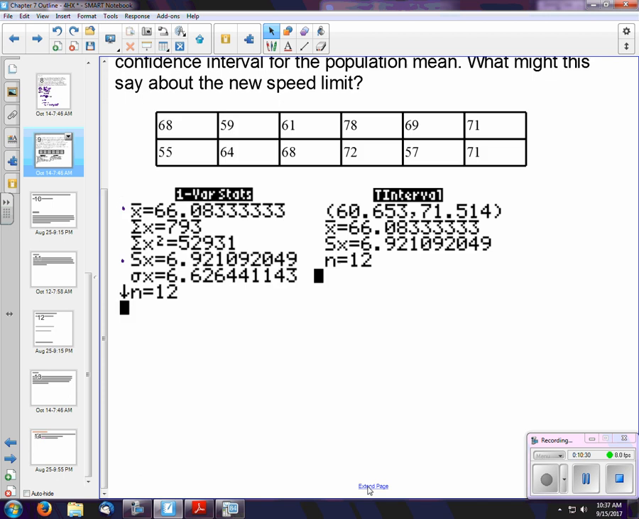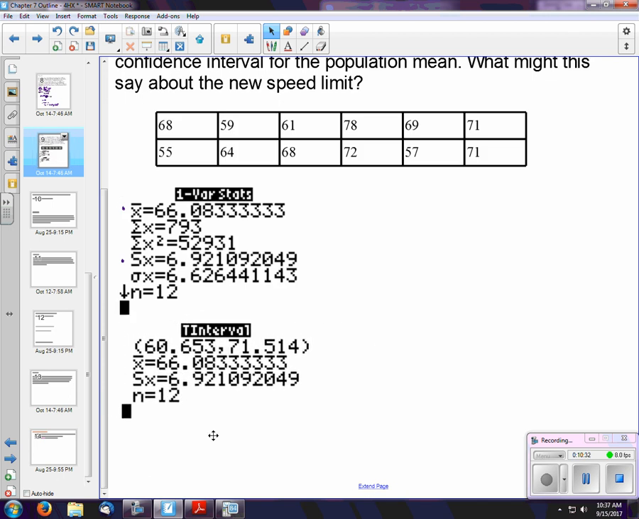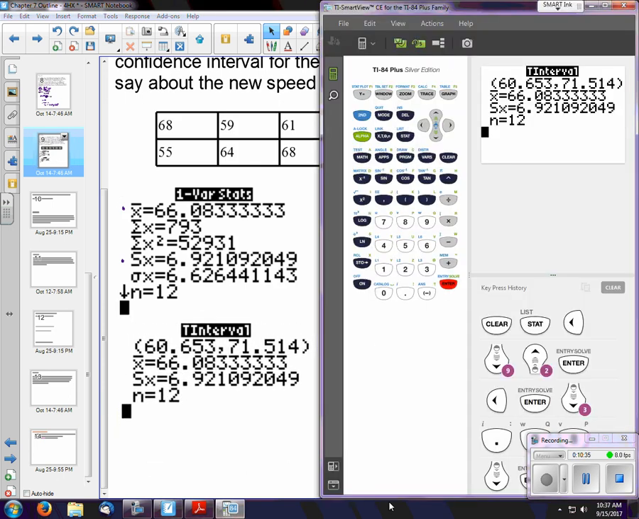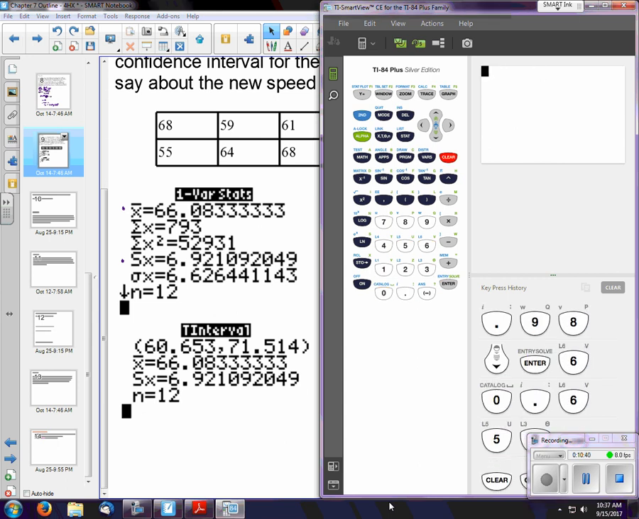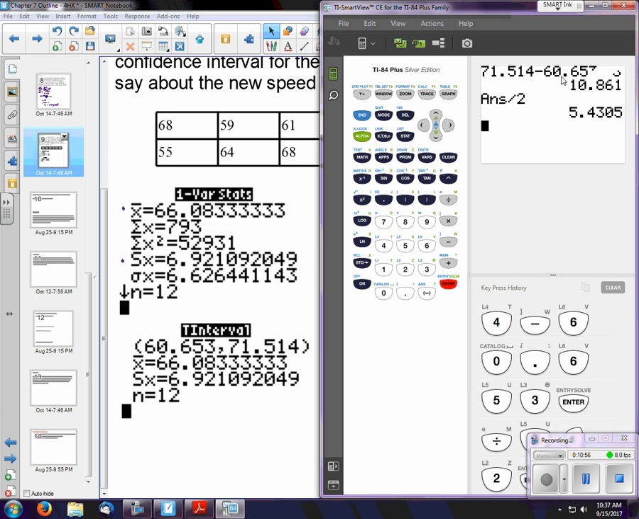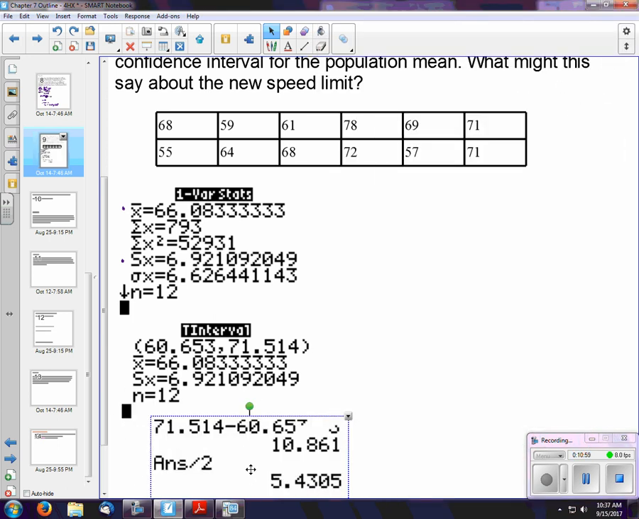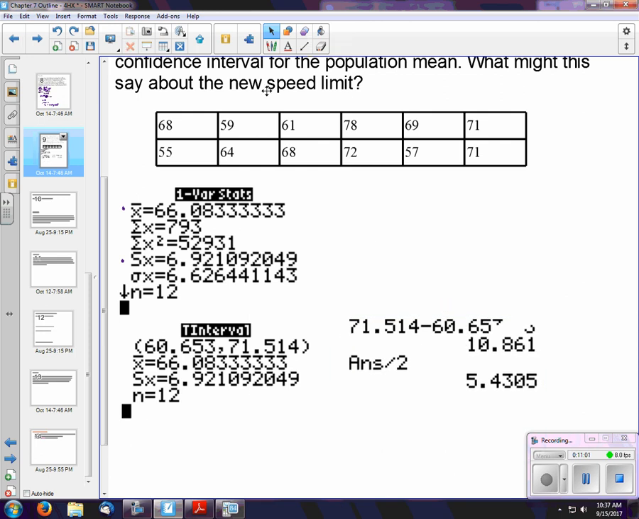And then from that interval, if we wanted our margin of error, we could do what we did earlier. Subtract: 71.514 minus 60.653, and then divide that by 2. This gives us the margin of error when you're using the calculator for that. So really, whatever option you'd like to go about, just make sure that you understand how to calculate the margin of error if you are using the interval function.